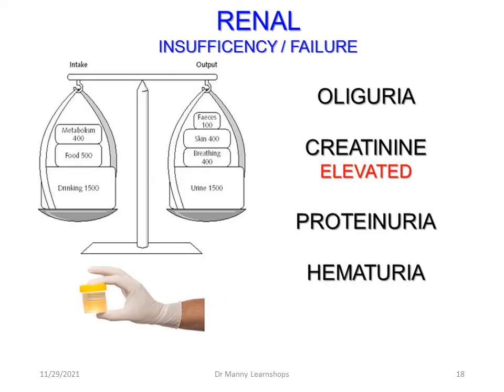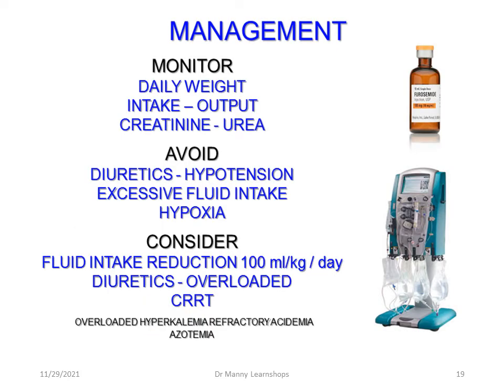In the event of renal insufficiency and failure, you monitor for oliguria, elevated creatinine levels, also urea, uric acid, I guess, also proteinuria and hematuria. The management, daily weight. Monitor intake and output stringently. Monitor creatinine and urea. Avoid diuretics if possible. They can cause hypotension. Avoid excessive fluid intake, overloading.